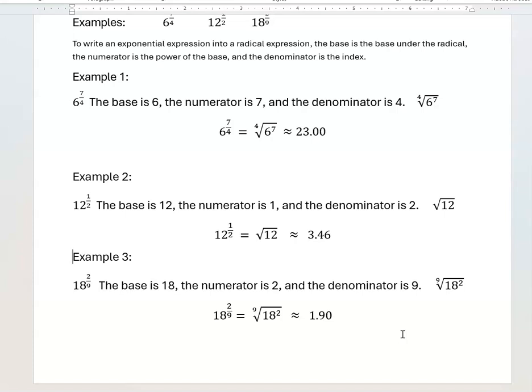If you've just been passively watching, grab your calculator and make sure that you can get those answers on your calculator, because you'll be asked to do that in class.